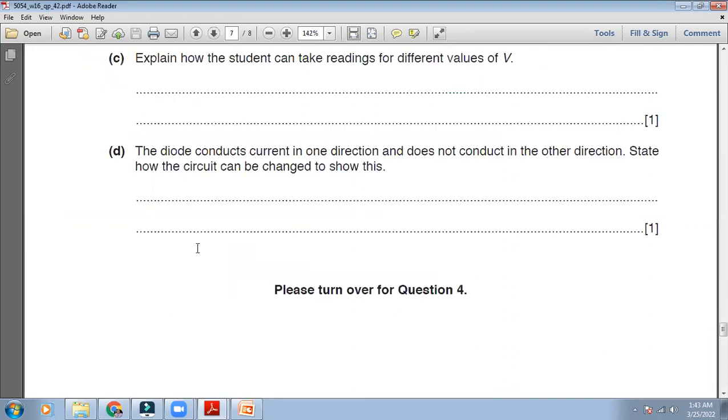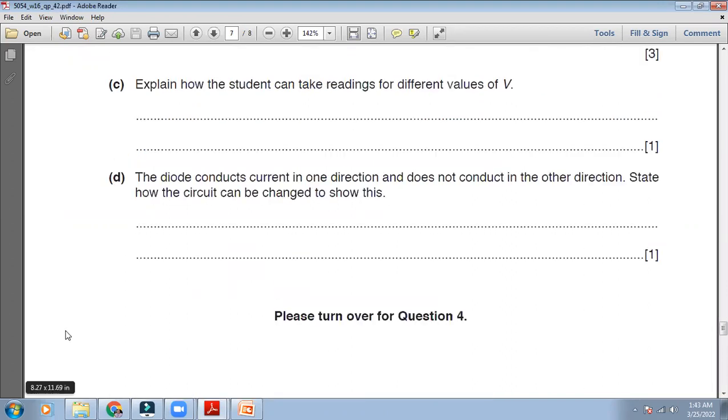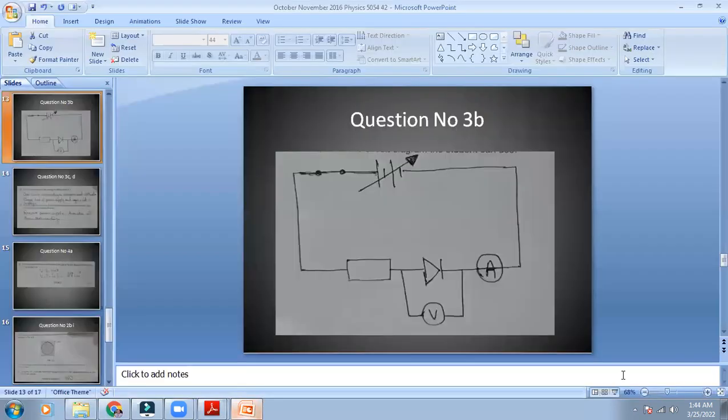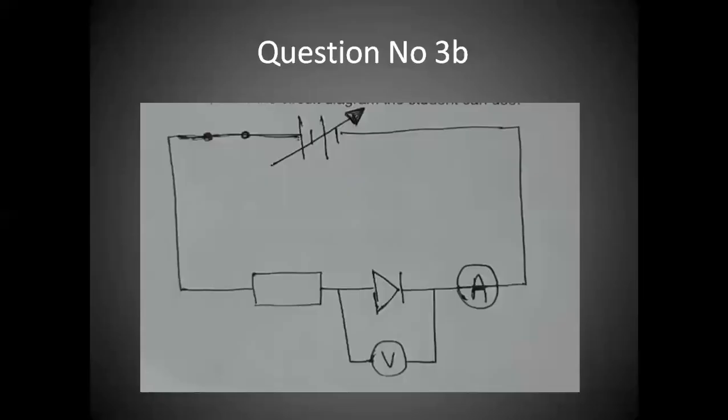The C part is, he says, explain how the student can take readings for different values of the V. So what they will do, they will close the switch, and they will note down what is the reading on the voltmeter and what is the reading on the ammeter. Then they will open the switch, and then they will change the EMF of the power supply. And then again, they will close the switch and note down what is the reading of the voltmeter and the ammeter. So this is how I think.